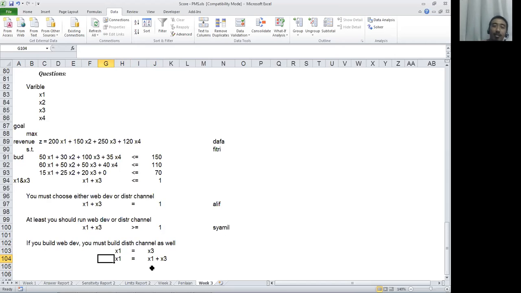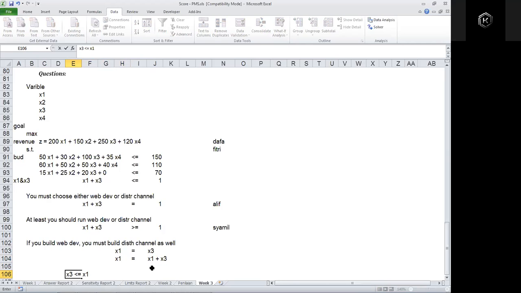Not yet. Nice try. Okay, another. Yeah, Alif, to answer. Because the distribution channel is conditional upon the building of web development, I think it is X3 less than or equal X1. Okay, X3 less than or equal X1, like this? I think so, sir.